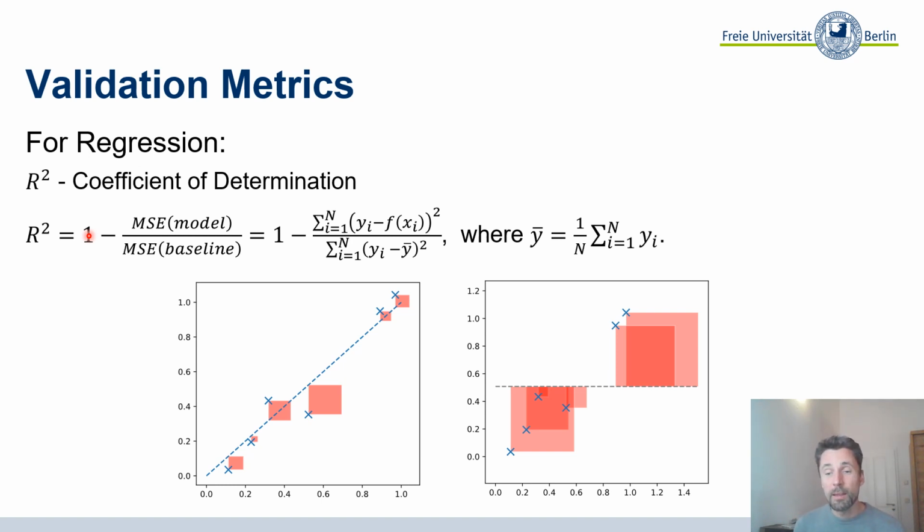The model explains most of the variance. And so what about a model that is really not explaining variance, but is really worse than the baseline? Then this number here at the top will be larger than the number down here, and R squared is negative. So that usually means we shouldn't use that kind of model.